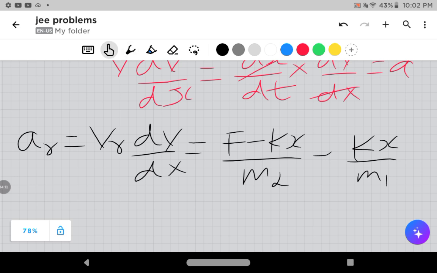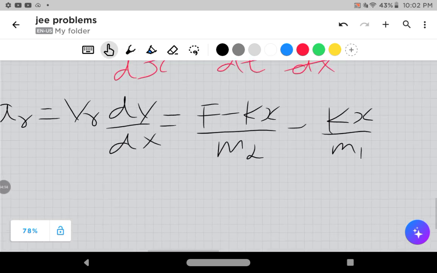Then what? Separate some terms so that it is easier to integrate. Separate like this. Is it okay? F by m2 minus, if you take common, k if you take common, kx if you take common. Okay, it is okay. Wait.